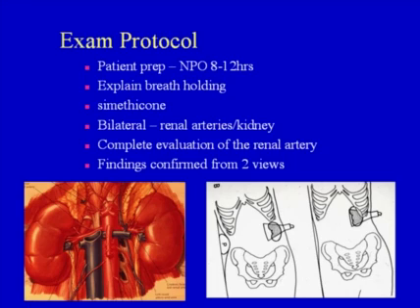You should always do a bilateral exam, renal arteries and kidney. So a complete evaluation of the renal arteries is all the way from the ostium off of the aorta to the renal hilum. And if you find any abnormality of the renal artery, it should be confirmed from 2 views. So when we look at the images here, the 2 views that are used most commonly to identify the renal arteries would be the anterior approach.